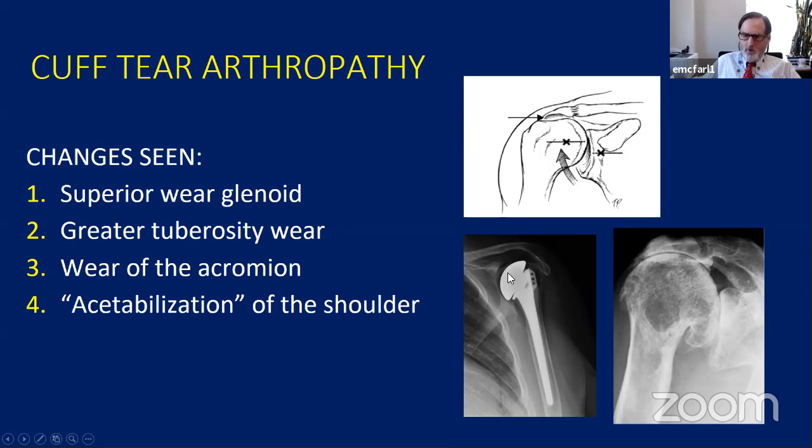Patient, it's almost unbelievable they let it get this bad. But again, you can see that there's wear of the superior half of the glenoid. There's really no space here where the cuff should be, and the acromion has actually been essentially totally reformed. So this is called acetabularization of the shoulder.